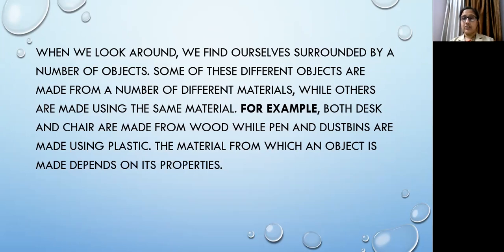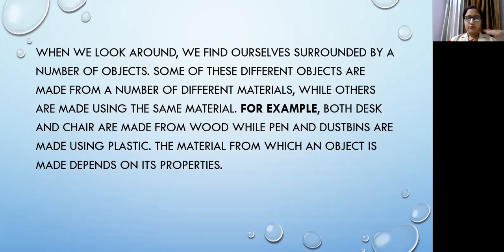Now these objects are made up of different materials. If I talk about a chair and a pen, the materials of which they are made are different, दोनों अलग अलग चीजों से मिलके बने हैं. Chair is made up of wood. Wood is a material. If I talk about pen, that could be made of plastic. So different materials are used to make different objects.